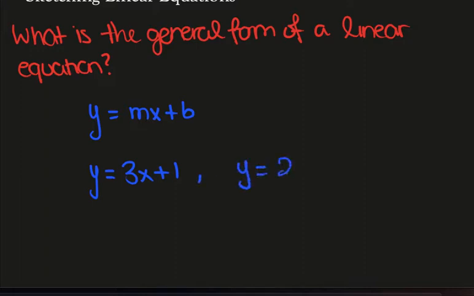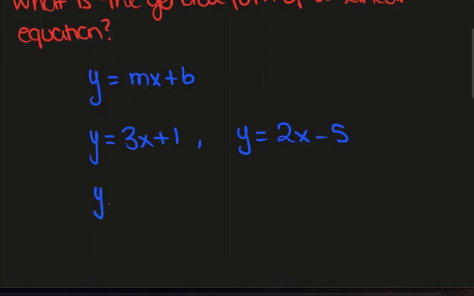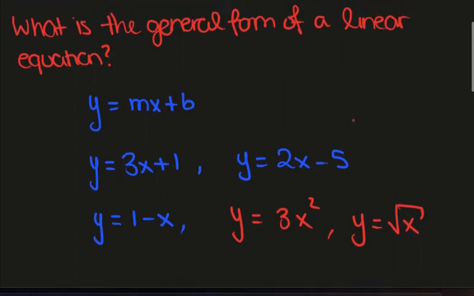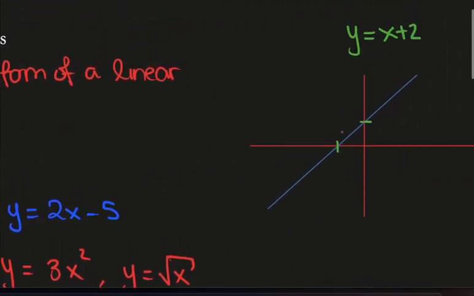y equals 2x minus 5 will be a linear equation. Or y equals 1 minus x, for example. Something that's not a linear equation would be something like y equals 3x squared, because we have a power of 2. Or maybe y equals square root of x, because that's x to the power of a half. So the general shape of the graph will be something like this.